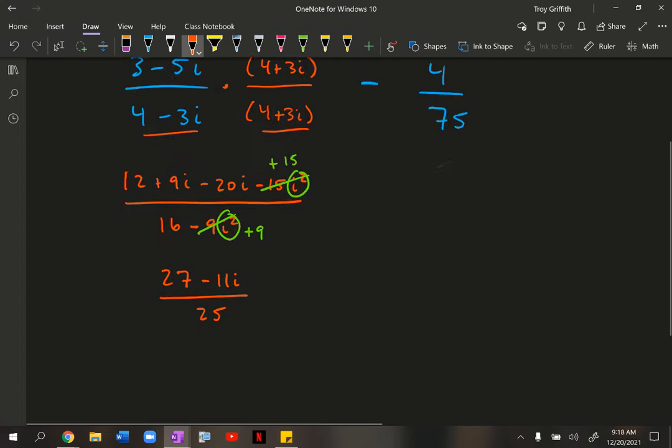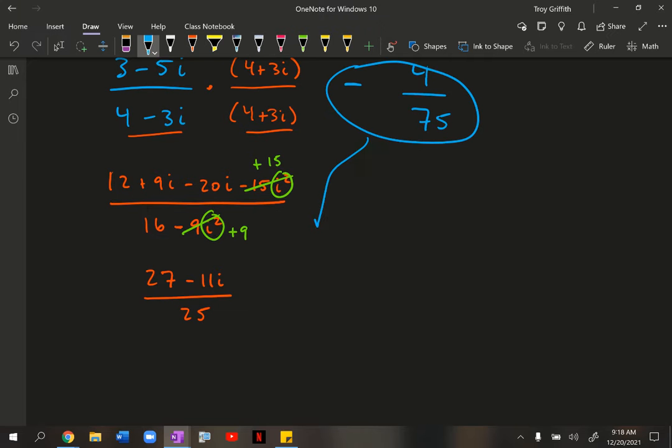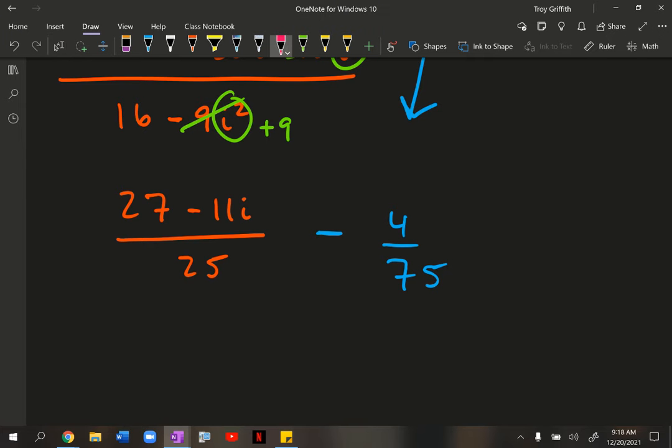All right, so we've got that. Now let's bring this back into place. This is going to be minus 4 over 75. Now this is a little bit nicer for us to look at because we've got two denominators that are both real numbers. We can see here that the common denominator between 25 and 75 would be 75. In order to get that, I'm going to have to take this first fraction and multiply the top and the bottom by 3. So let's go ahead and try that. I'm going to distribute this 3 here.